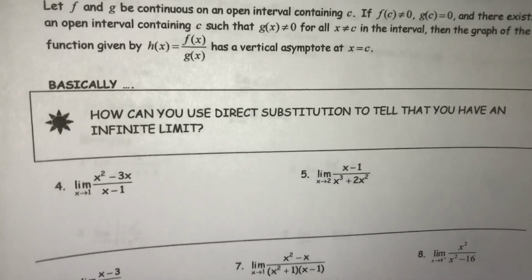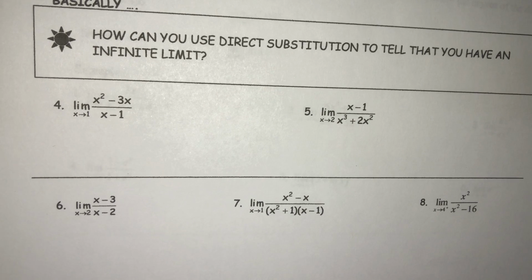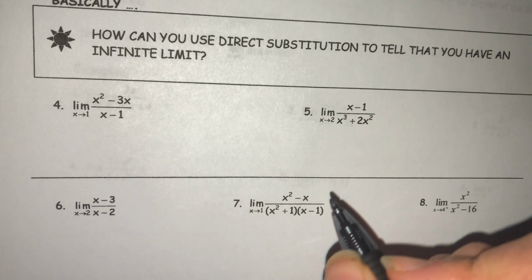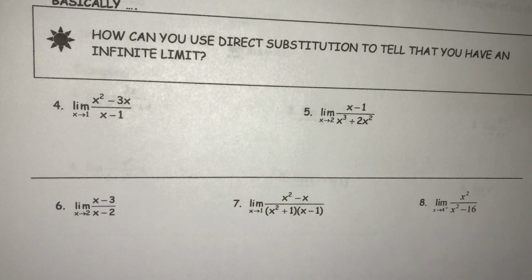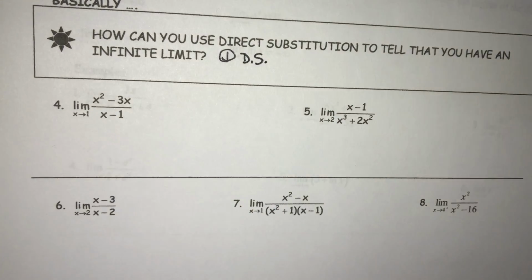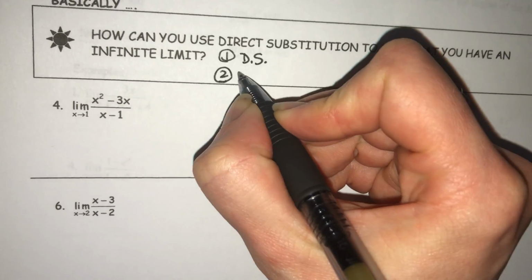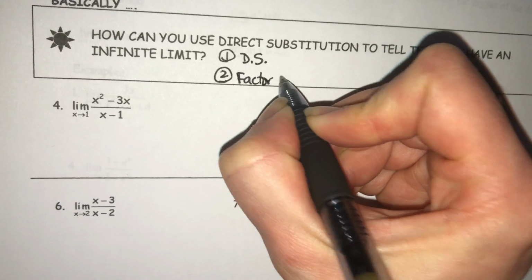Now, the next part here says, how can you use direct substitution to tell you that you have an infinite limit? Well, first, you're always going to try direct substitution. Try to just plug in that number to begin with. And if you plug it in and you get 0 in the denominator, then your next step is going to be, let's try to factor and simplify.